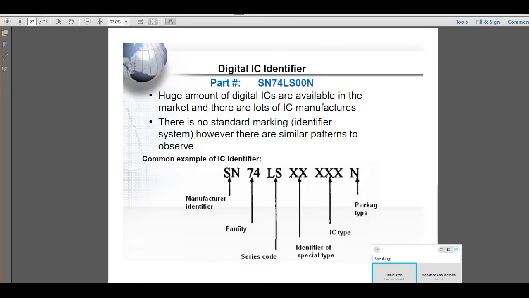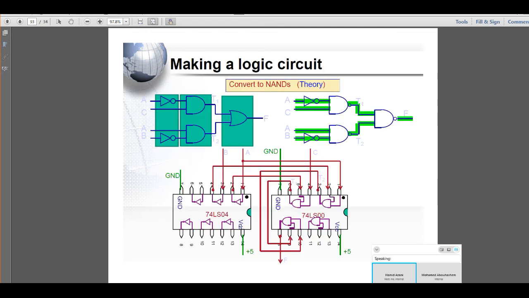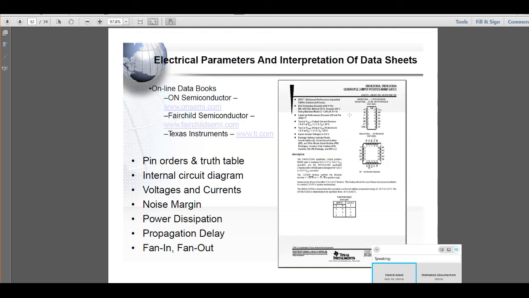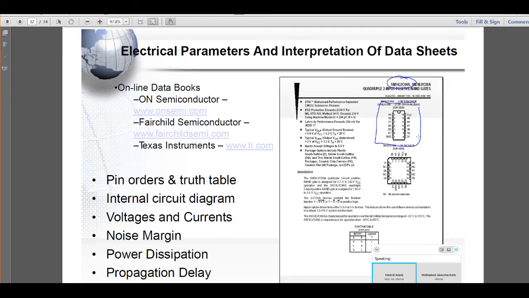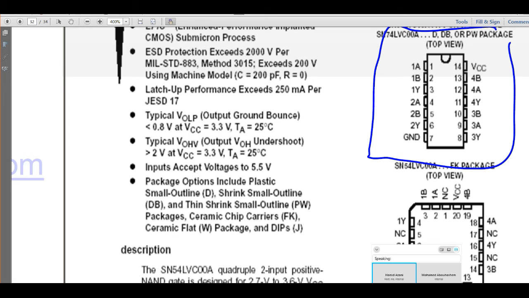The data sheet is something like this one. So this is one of the data sheets. You can go in, not necessarily on the ON Semiconductor or Fairchild Semiconductor website or TI. You can just type in general in Google the part number you need, and you will get that data sheet. And there you can see exactly what pin 1 is for our case. If you zoom here, you can see this is pin number 1, 2, 3, 4, 7, and so on.